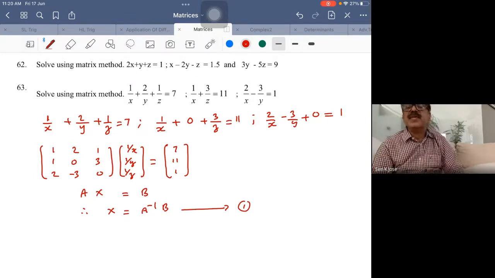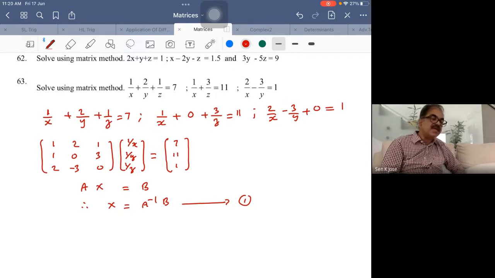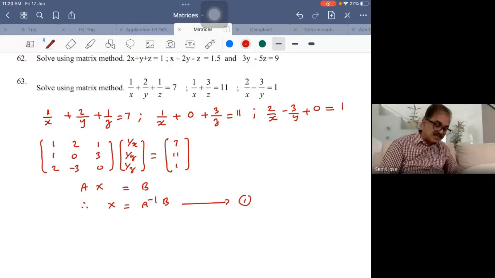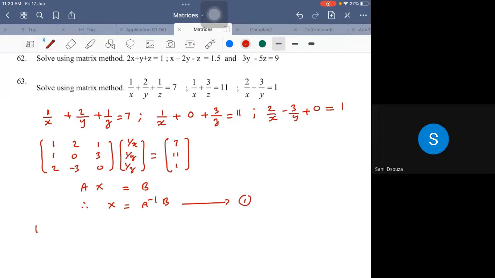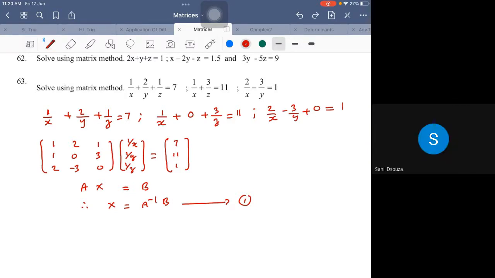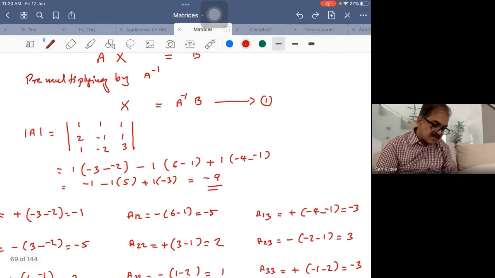So what's the next step going to be after this? Sahil, what is our next step? What should I do to find out A inverse? What's the first thing you will do to find out A inverse? How do I find out A inverse? What is the first step to find out A inverse?